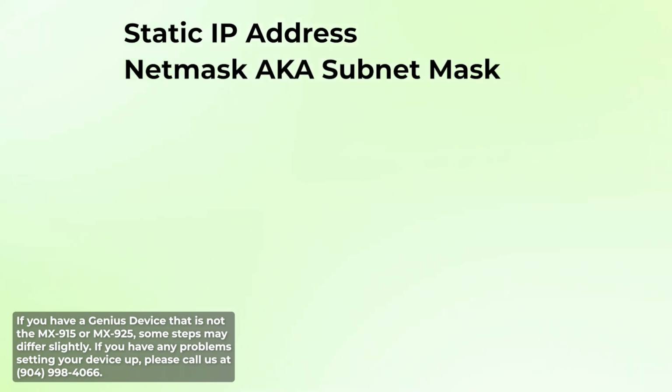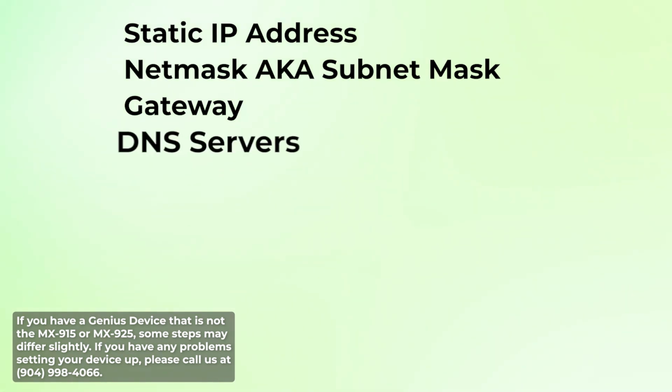You will need an available static IP address on your network, the net mask, called the subnet mask in the command line interface, of the workstation that will be using the Genius device, the gateway of the workstation that will be using the Genius device, and the DNS servers of the workstation that will be using the Genius device.